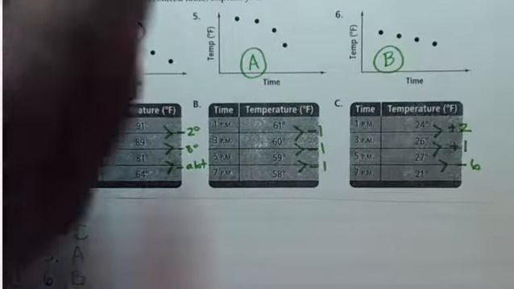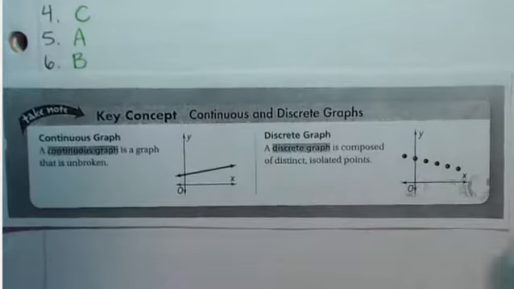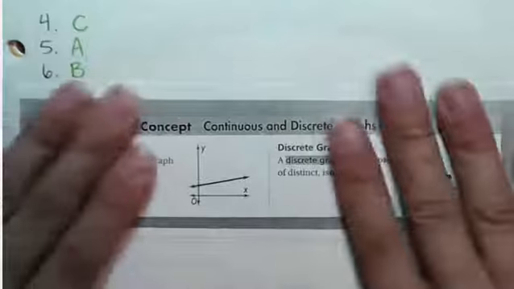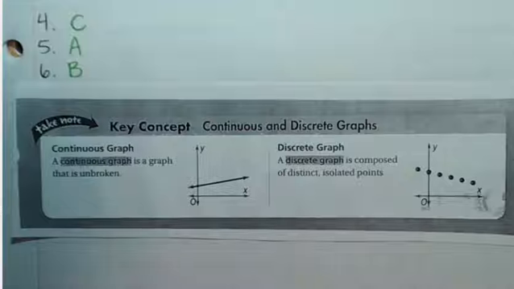So the last thing you're going to glue in, Ms. Osborne will give you this. It's just, again, a summary of what we talked about today. So it's a key concept, continuous and discrete graphs. So go ahead and glue that in. And then when you're done, keep that open on your desk, and Ms. Osborne will push play and I'll discuss what we're doing for the rest of the class.